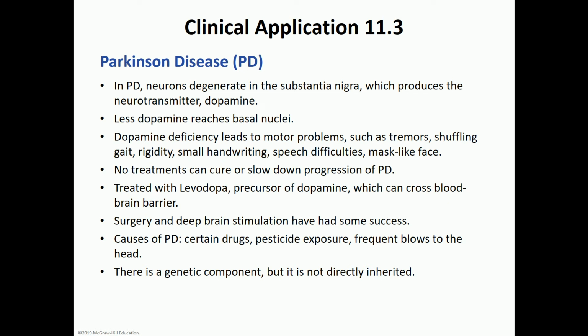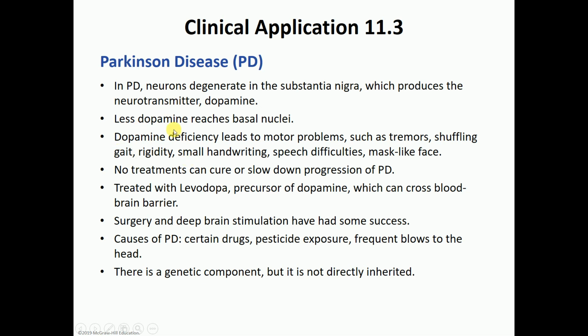Now that you've lost that function, you're no longer filtering out all of those extra motor impulses, and that leads to, you want to think of Muhammad Ali and Michael J. Fox. So they both have Parkinsonism, and they have this mask-like face. They've got tremors, a shuffling gait, meaning that the steps are very small.